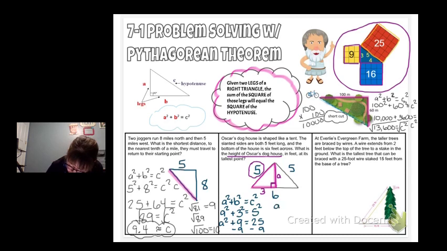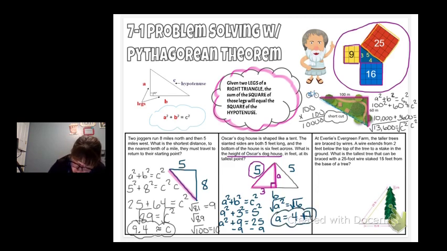So now we have A squared equals 25 minus 9, which is 16. And then to find A, we need the square root of both sides. And the square root of 16 is 4. So the doghouse is 4 feet tall.